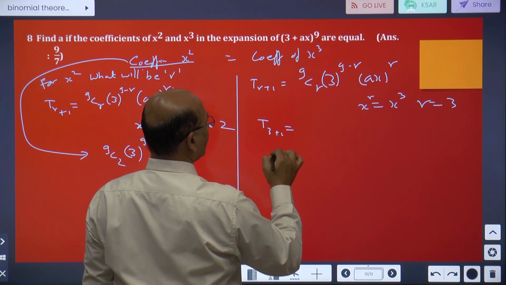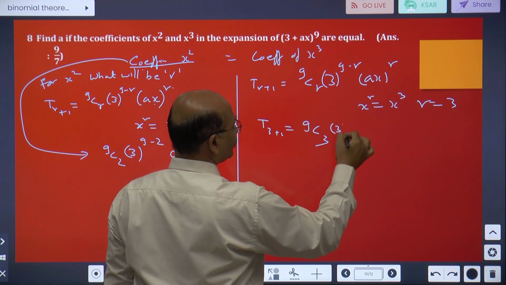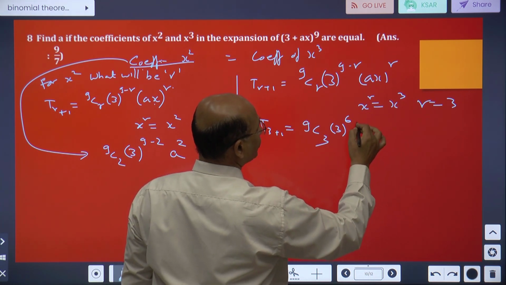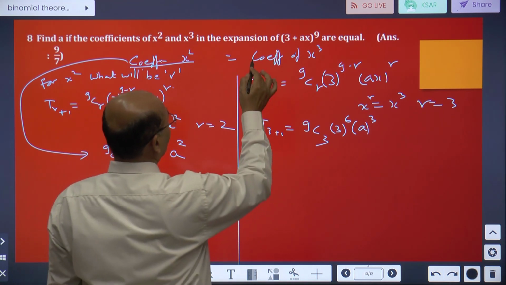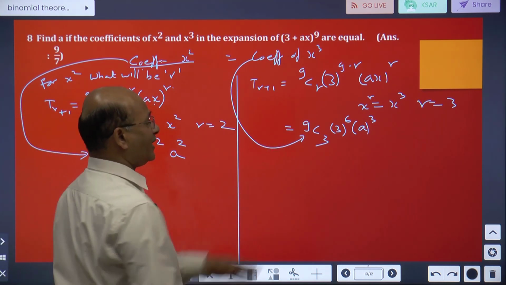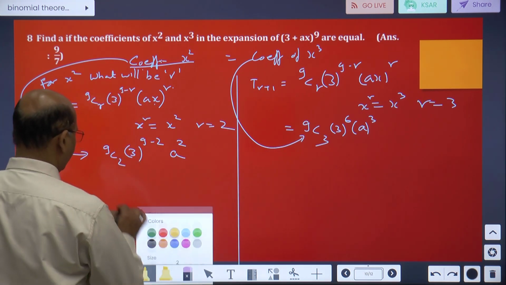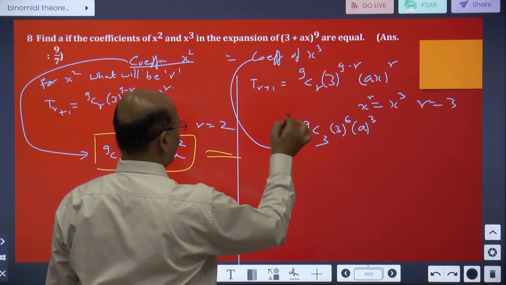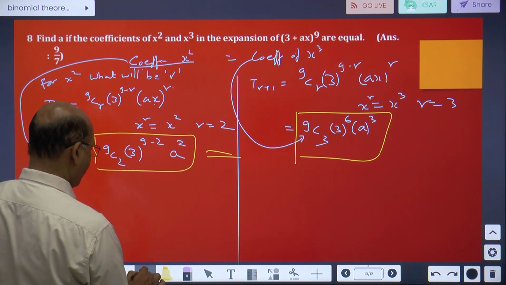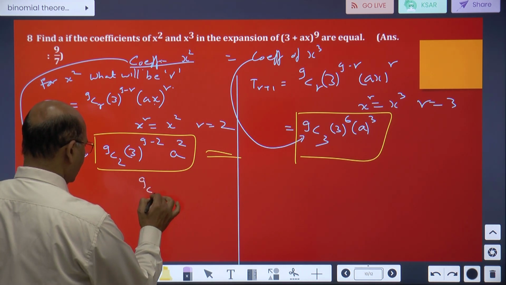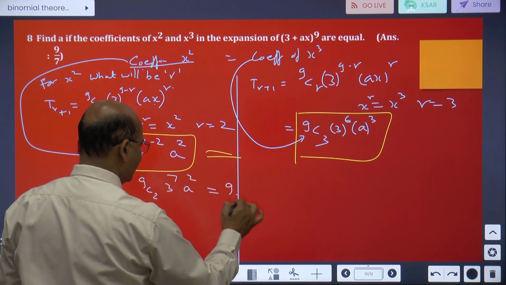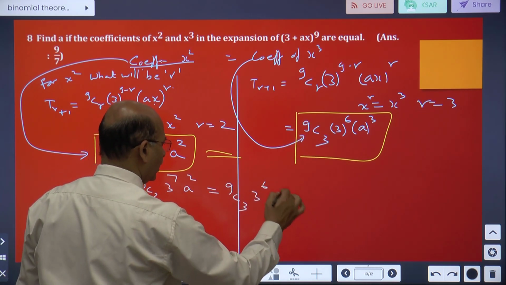So this will be T(3+1) is equal to 9C3, 3 raised to 9 minus 3 is 6, and ax, this will be a raised to 3. This is the coefficient of x cube, I don't want to write the x term. Now if you see, this term is equal to this term. Now let us see how I calculate. I get here 9C2 3 raised to 7 a raised to 2 is equal to 9C3 3 raised to 6 a raised to 3.